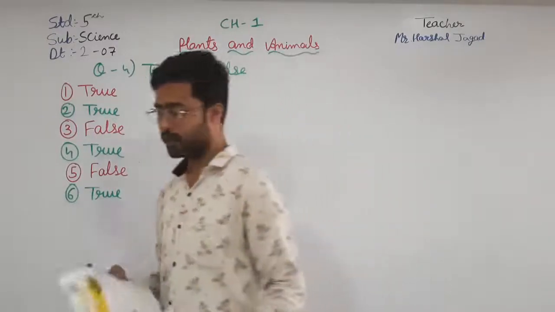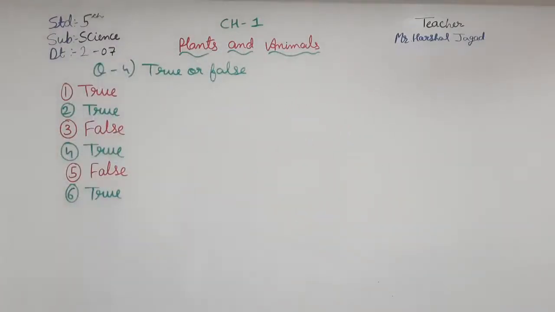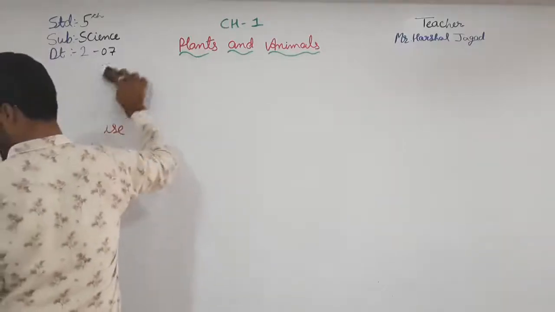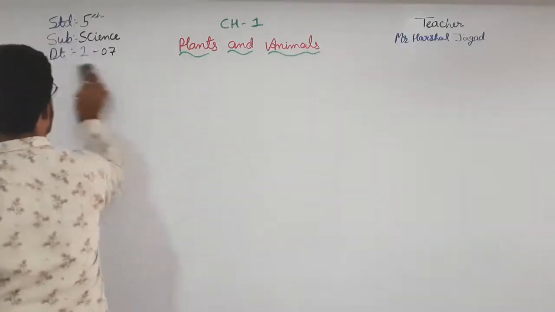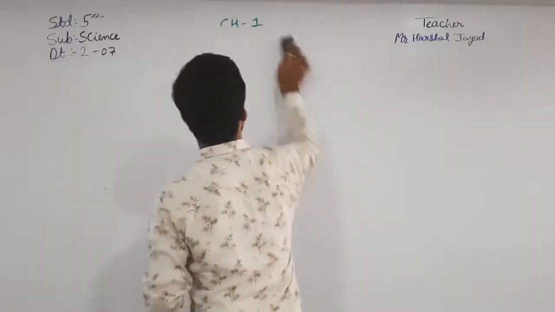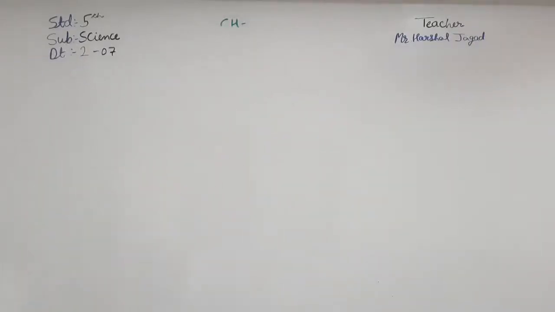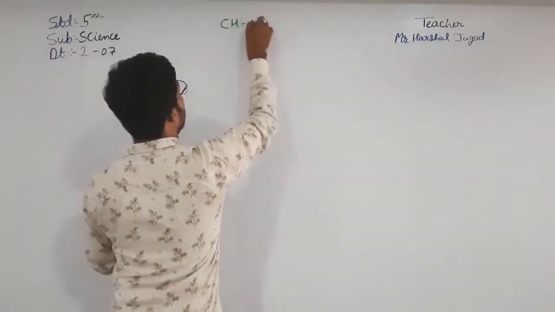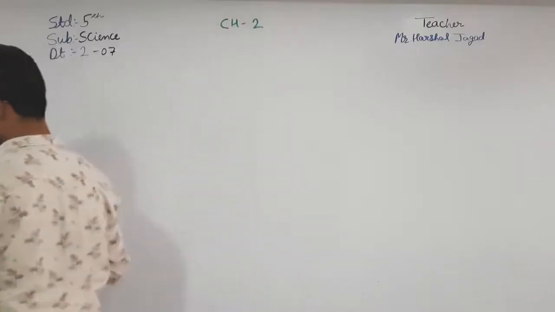And now starting the second chapter, moving towards the next chapter, that is, adaptations in plants and animals. Chapter number 2, adaptations.